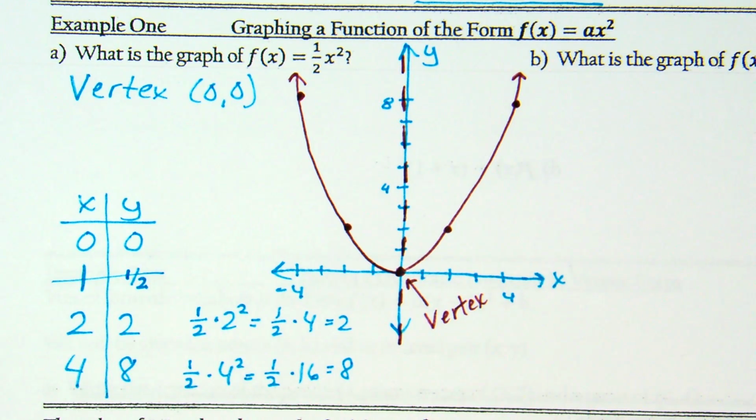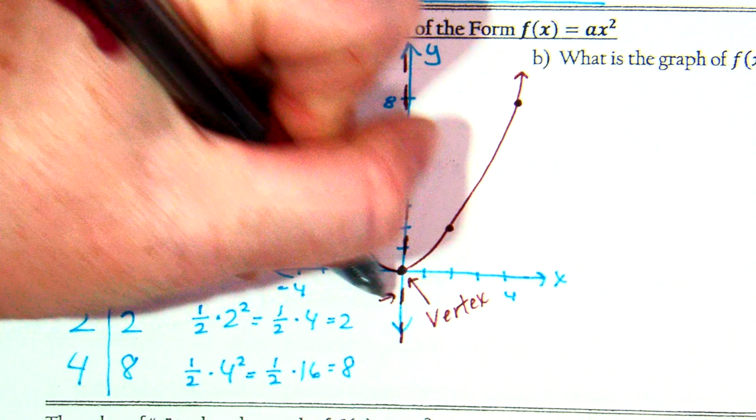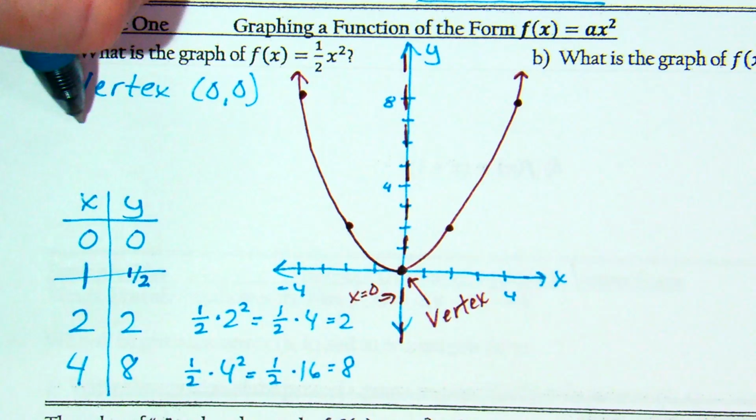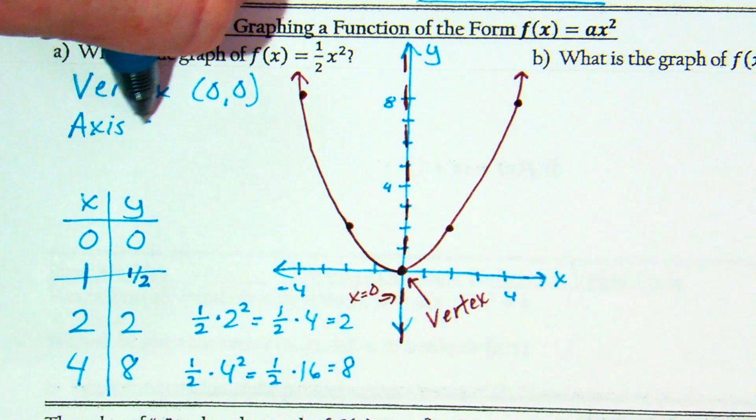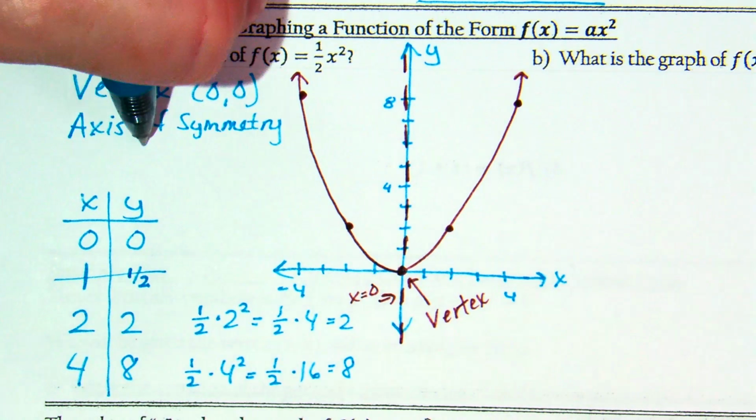Because vertical lines are always x equals a number, and this goes through 0, 0. So this is the line x equals 0. I forgot to write it up here, but the other vocabulary to go with this problem is axis of symmetry, x equals 0.